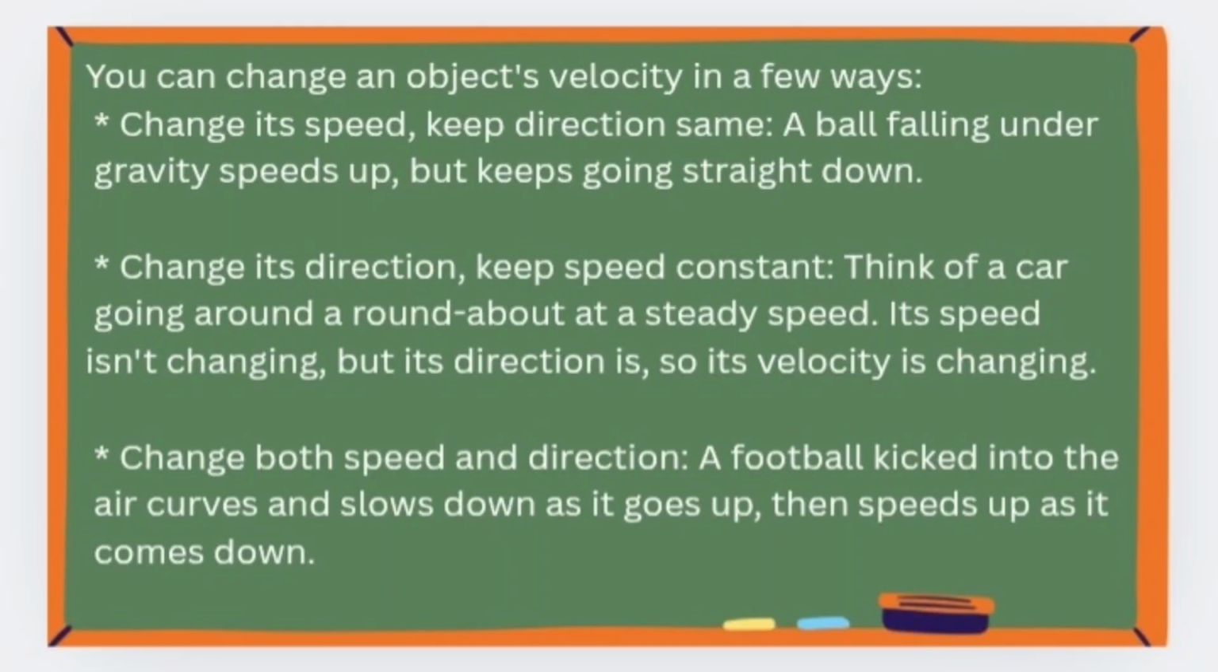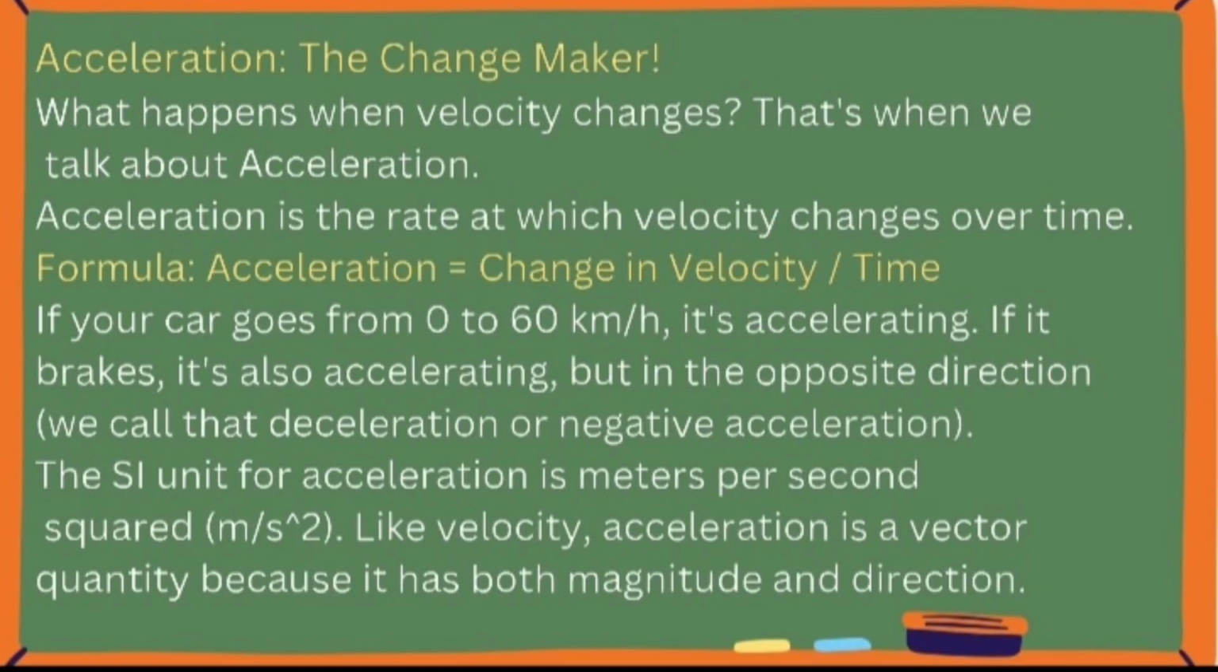You can change an object's velocity in a few ways. 1. Change its speed, keep direction the same. A ball falling under gravity speeds up, but keeps going straight down. 2. Change its direction, keep speed constant. Think of a car going around a roundabout at a steady speed. Its speed isn't changing, but its direction is, so its velocity is changing. 3. Change both speed and direction. A football kicked into the air curves and slows down as it goes up, then speeds up as it comes down. Acceleration. The change maker.